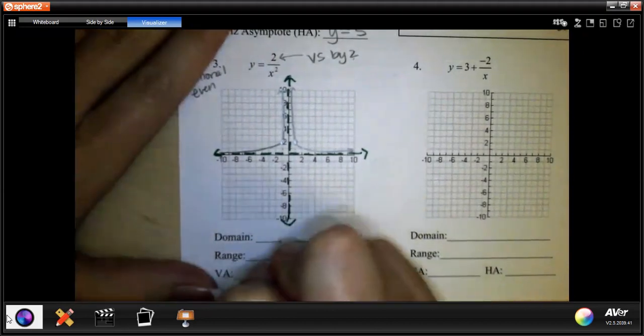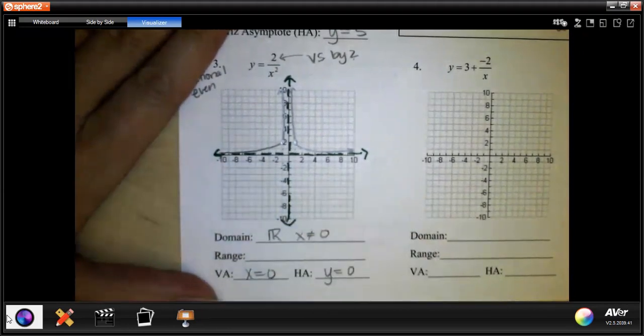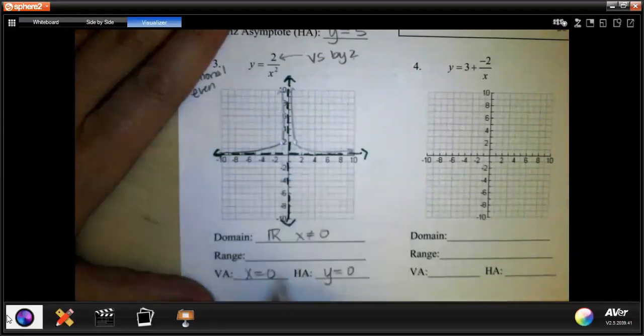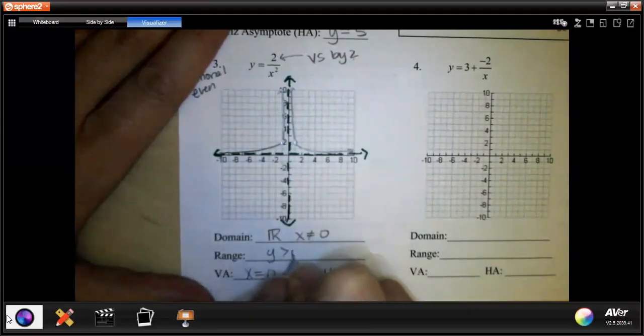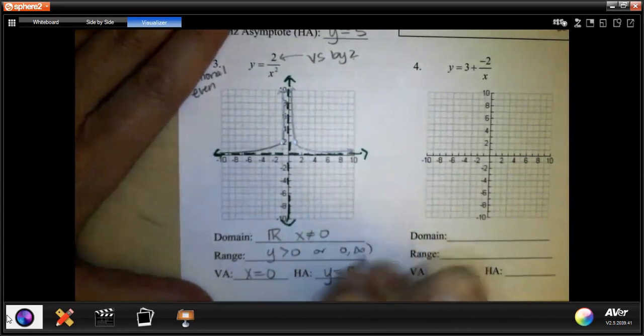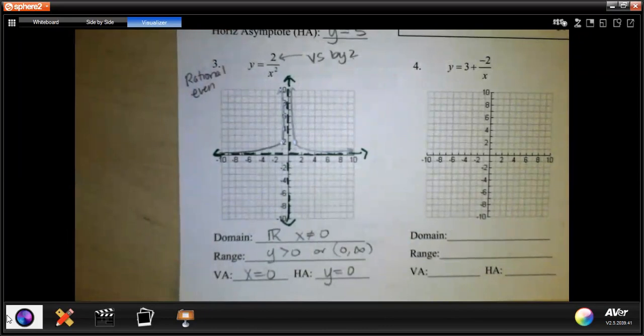Now, that does not change the domain because we still only just jumped over that vertical asymptote at 0. And all of our points did get close to the x-axis and then move up. So our range is still y is greater than 0 or 0 to infinity when you're working with the interval notation. Either one of those is acceptable.